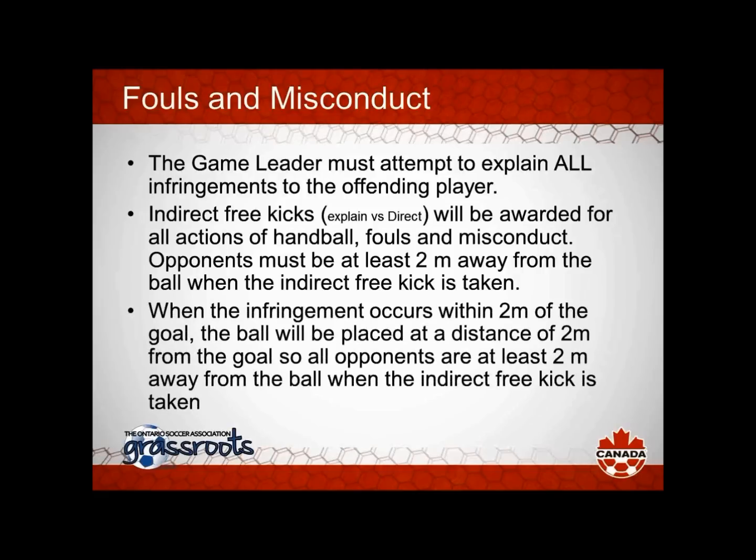When the infringement occurs within 2 meters of the goal, the ball will be placed at a distance of 2 meters from the goal, so all opponents are at least 2 meters away from the ball when the indirect free kick is taken. So if the infringement was to happen, for example, 1 meter from the goal line, the game leader would move the ball back to 2 meters from the goal line so that the defending team could get between the ball and the goal line, but still maintain that 2 meter distance from the ball. Again, the free kick is indirect, which means the ball must be passed to a teammate. The teammate must touch the ball before a goal can be scored.